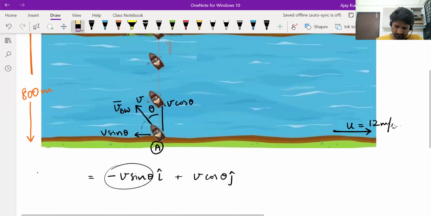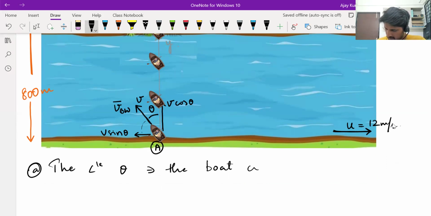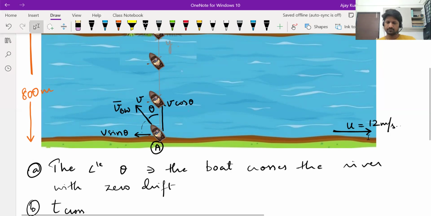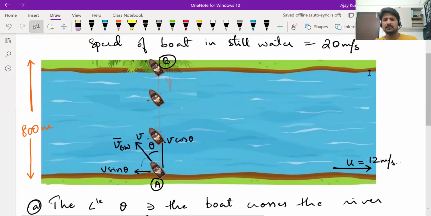You have to find out, first, the angle theta such that the boat crosses the river with zero drift. Next, the time taken to cross the river. The angle theta and the time taken by the boat to cross the river. Try this, all of you.